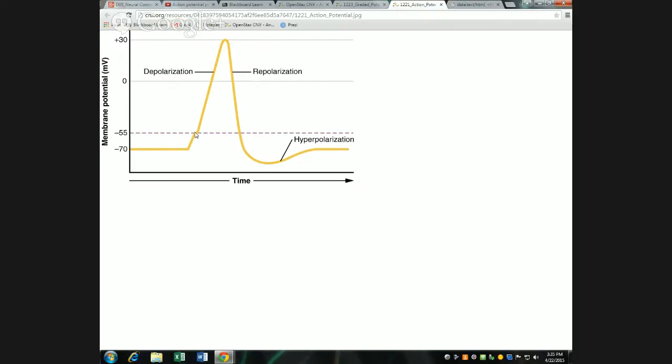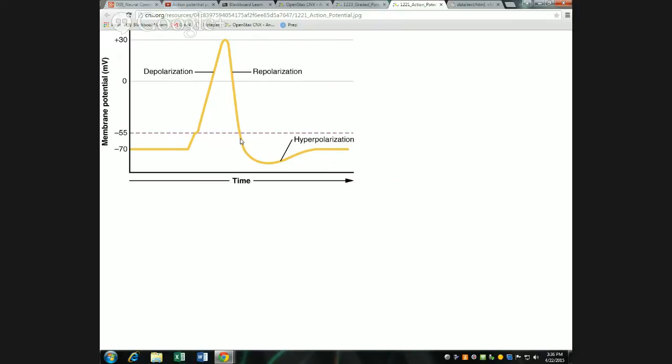Threshold is when the first gate opened and allowed the sodium through. At the peak is when the second gate closes. The second gate stays closed until the first gate closes back again. So we go up past -55, the channel opens. We go back past -55, the inactivated gate stays closed, and the first gate closes also. So everything's closed. Then the inactivation gate can open again.